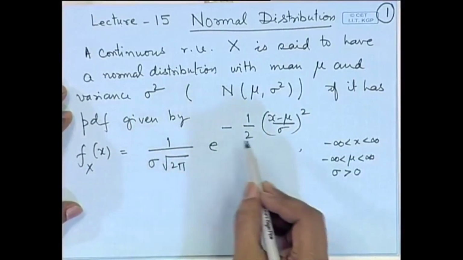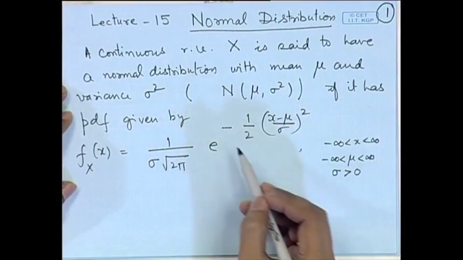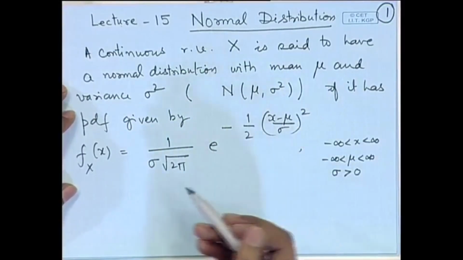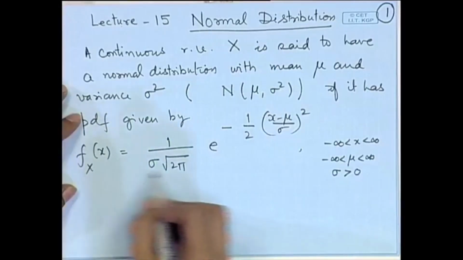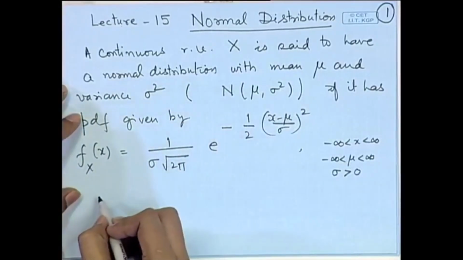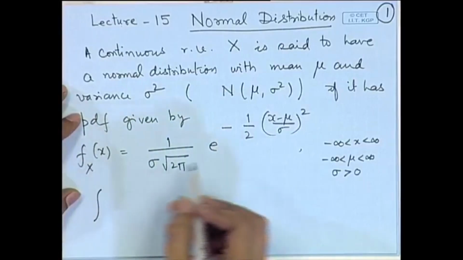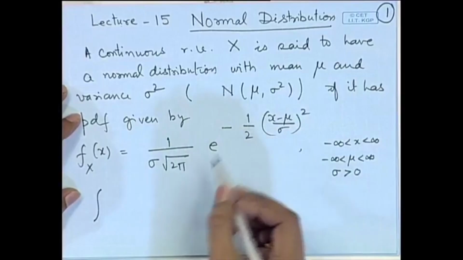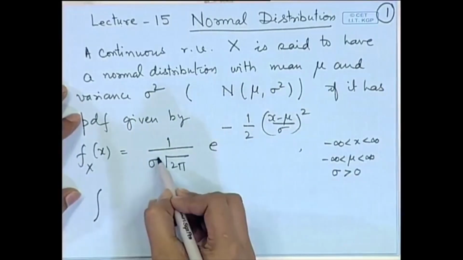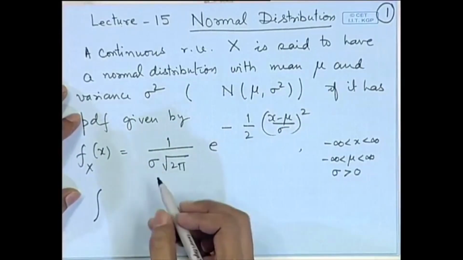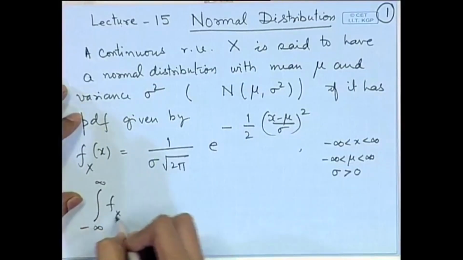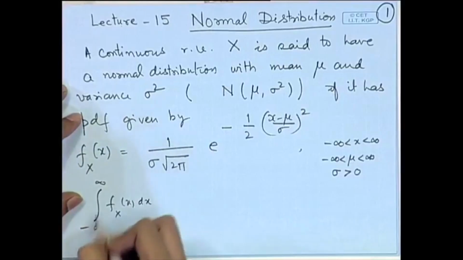Now, we will firstly show that this is a proper probability density function, and we will consider the characteristics of this. To prove that it is a proper probability density function, we should see that it is a non-negative function, which it is obviously, because here it is an exponential function and sigma is a positive number. Then we look at the integral of f(x) dx over the full range.